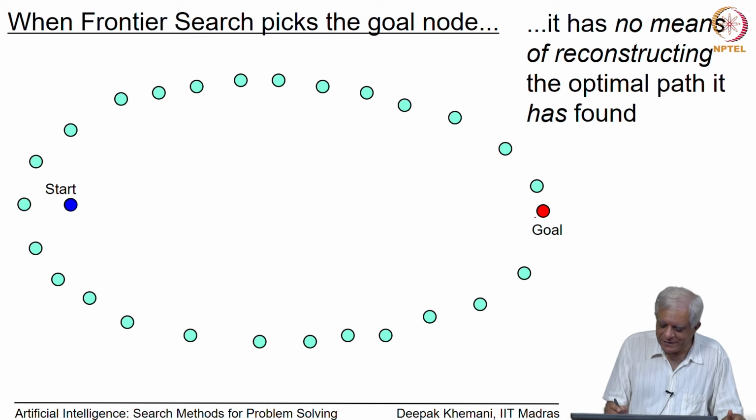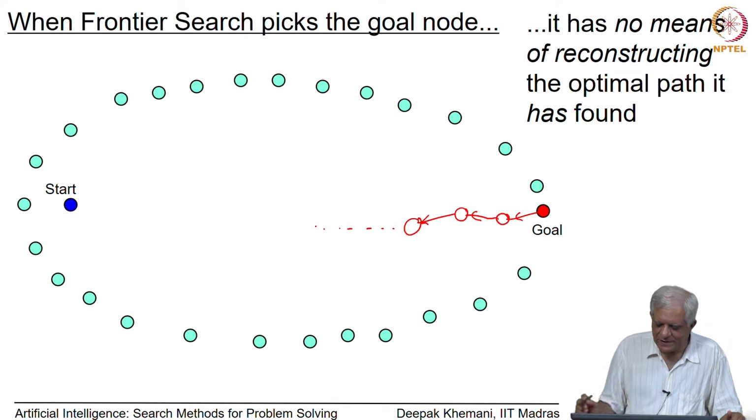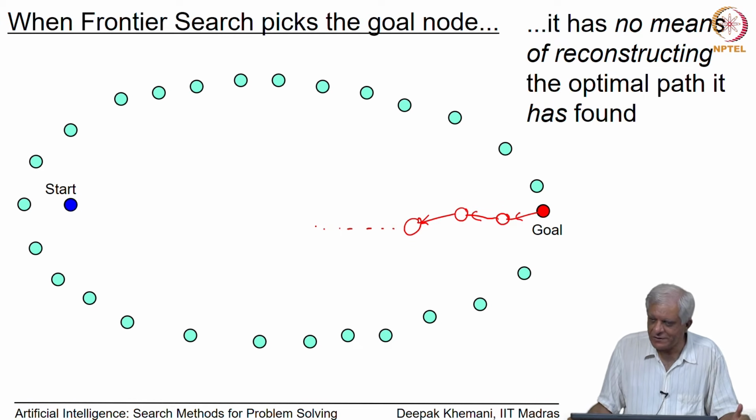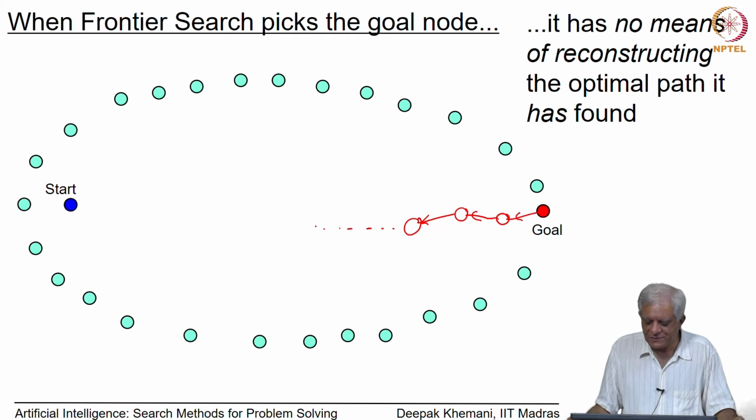So, remember that what we would have done is that you would have gone to its parent, and then from there you would have gone to its parent, and then you would have gone to its parent, and so on, and then you would have reconstructed the path to the start node. Now, unfortunately, because we have thrown away closed, we do not have this facility available to us.